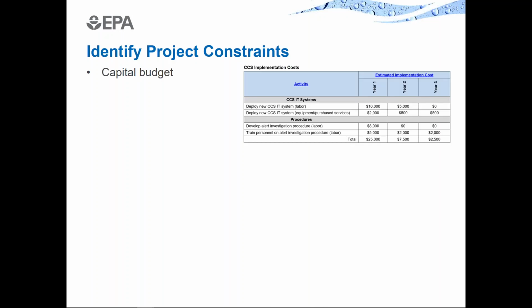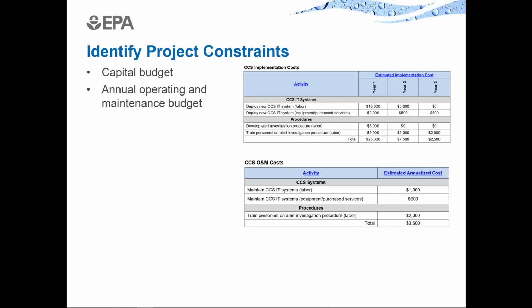As with every good project, unfortunately, we have constraints, and we need to identify those up front to make sure whatever designs we come up with are going to be feasible to implement. The one that comes up first is capital budget. So how much money do you have to spend to build out the project? But of course, operations and maintenance costs are another important constraint.